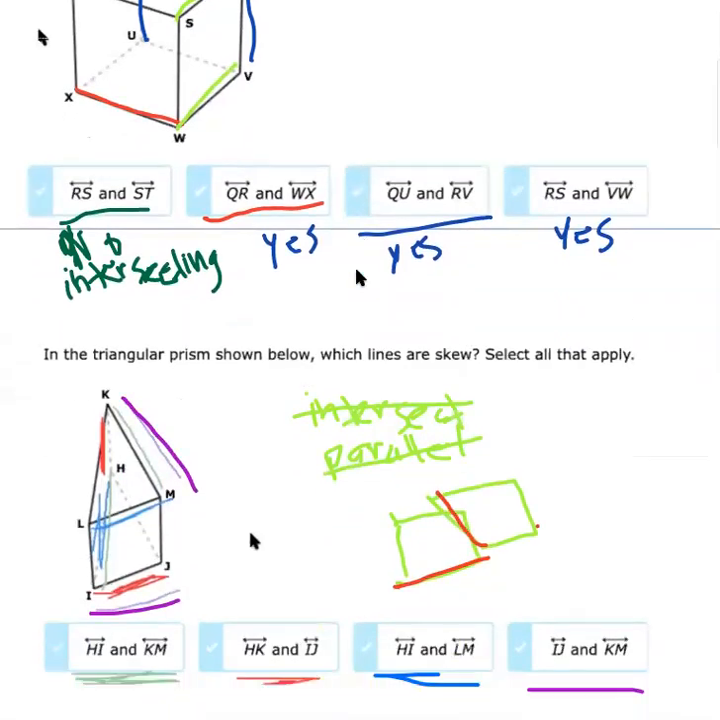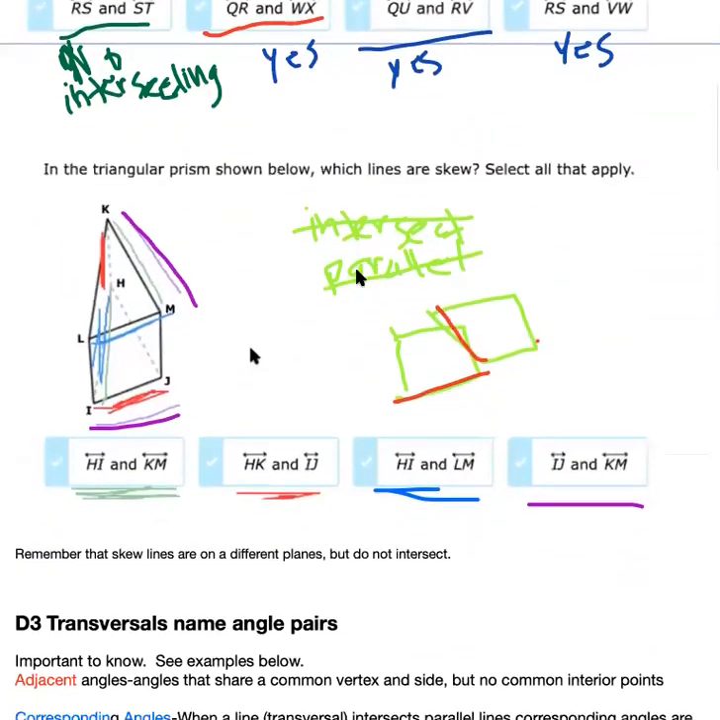Okay. Look at this triangular prism, which lines are skew? That means they're on different planes. They will not touch. So I'm going to start on the right side over here, the purple. You have IJ and KM, the two purple lines. This purple right here is going forward and back, if you look at the image, and then this IJ is going left to right here. And they are not touching, they're not intersecting.